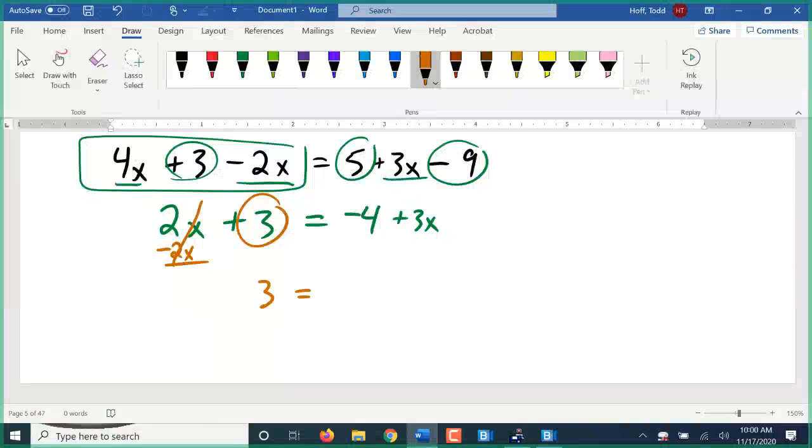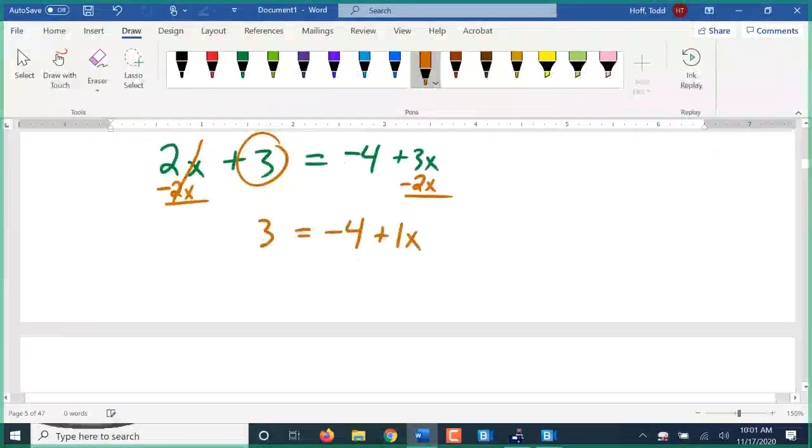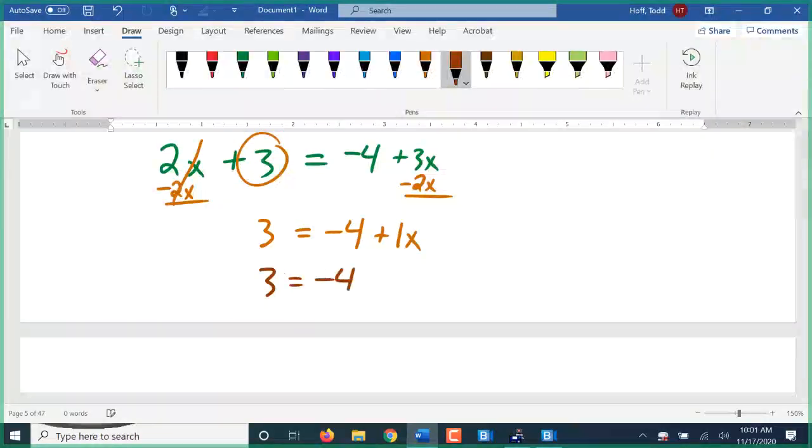Now we also have to take 2x away from the right side. The only place we can take it away from is other x's, so we'll take it from the 3x. So the negative 4 hasn't changed. 3x minus 2x, well, 3 minus 2 is 1x. Now, we don't need the 1 there. We can just write that as 3 equals negative 4 plus x. We don't need the 1 there at all.